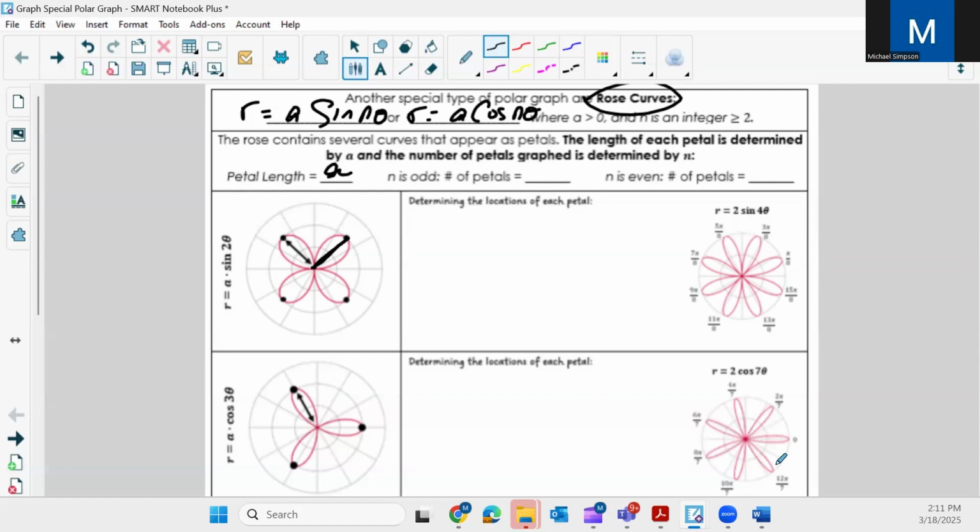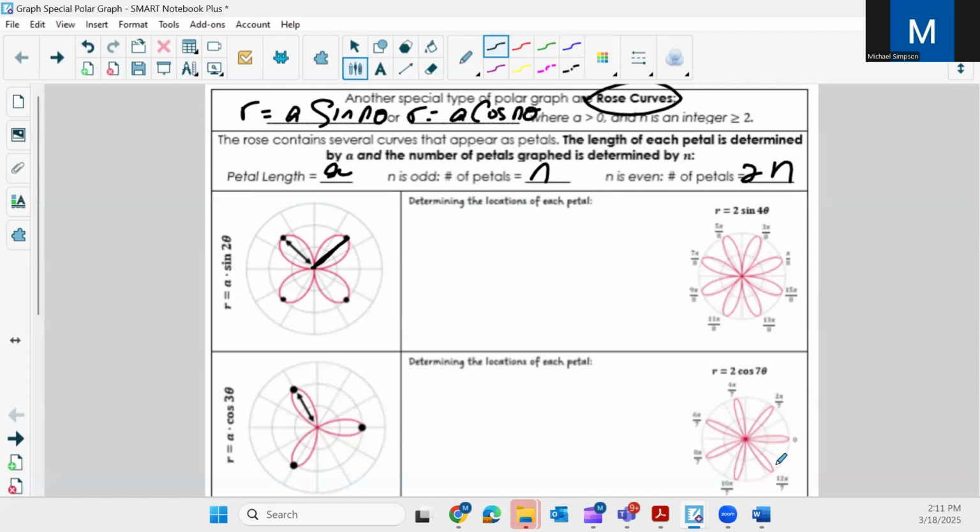Good so far? Now n. If n is an odd number, then that's how many petals you're going to have. You have n petals. Are we good? I'm going to give an example of what I'm talking about. If n is even, then you have 2n petals. Ms. Simpson, give me an example. Here we go.